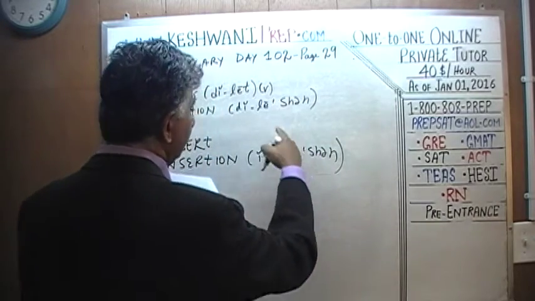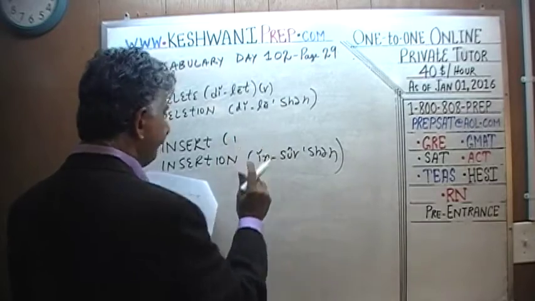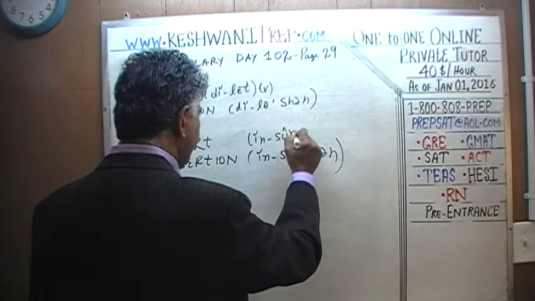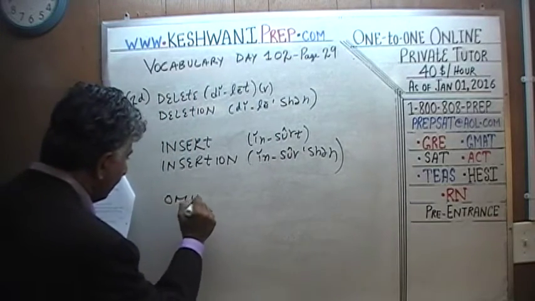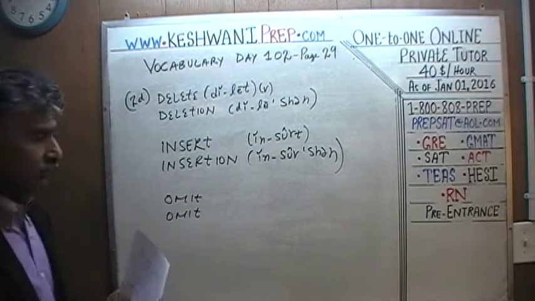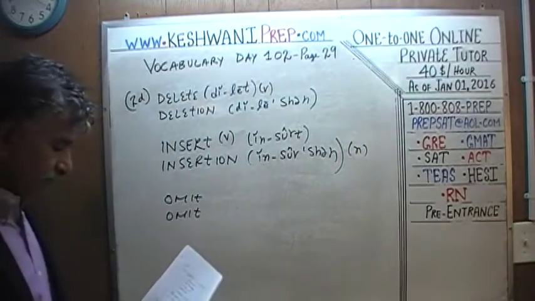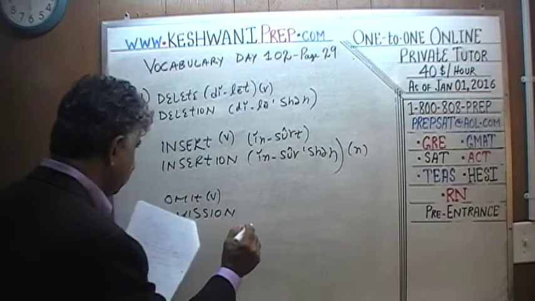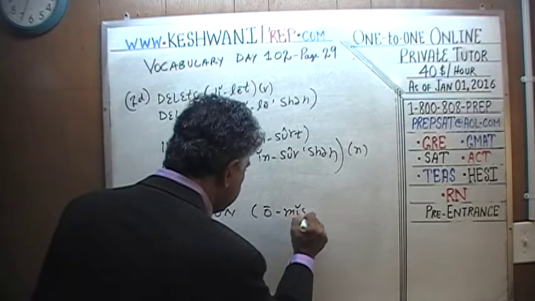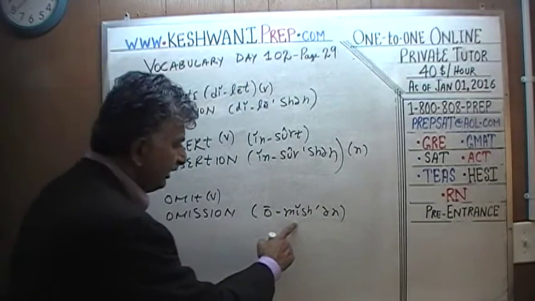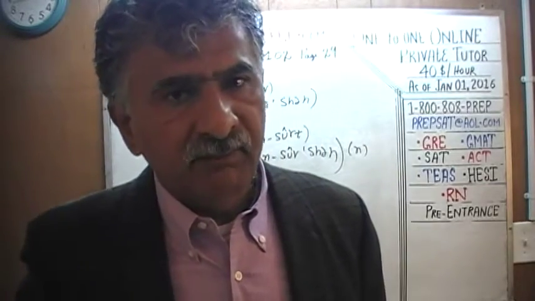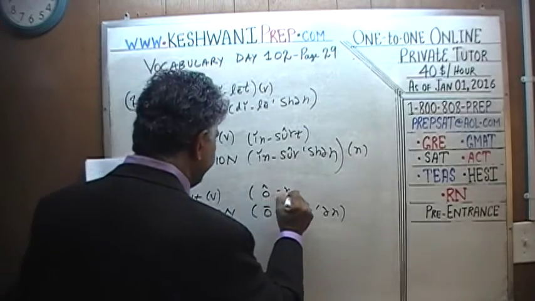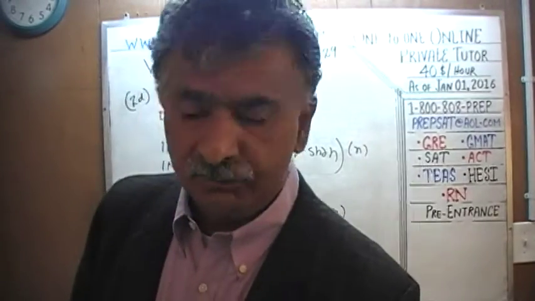Insertion. You see the same pattern? Insert, insertion. Here's one more. See if you know this one. Omit. This is the verb. What's the noun of it? The noun of omit would be omission. I would like you to omit the second paragraph. Make an omission. Omit, omission. Delete, deletion. Insert, insertion. So that was number two.